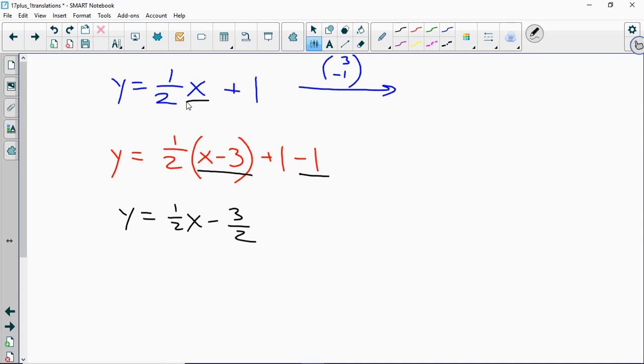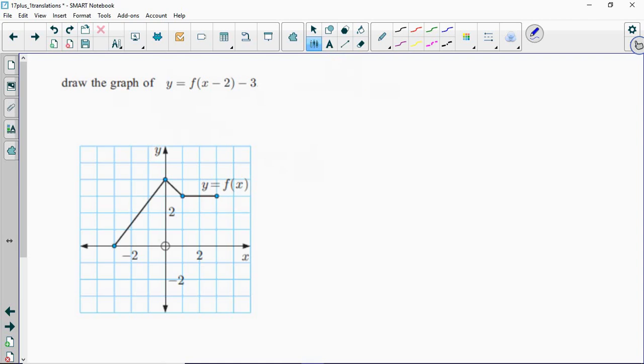And if we simplify this expression, we need to see the 1 and the -1 cancel out. We distribute the 1/2, we get the equation that we came up with in the previous page. Let's draw a graph. So we are shown an image of the function y equals f of x.